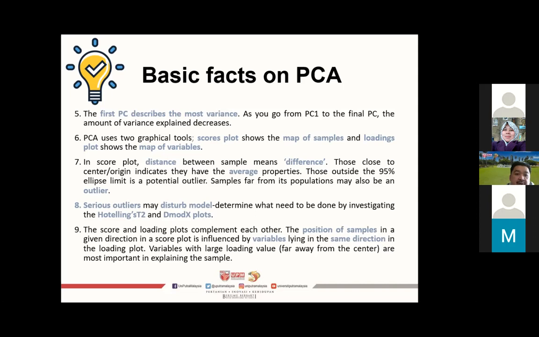The score and loading plot complement each other. The position of samples in a given direction in a score plot is influenced by variables lying in the same direction in the loading plot. Variables with large loading value far away from the center are most important in explaining the sample. I think that's all from me for today.